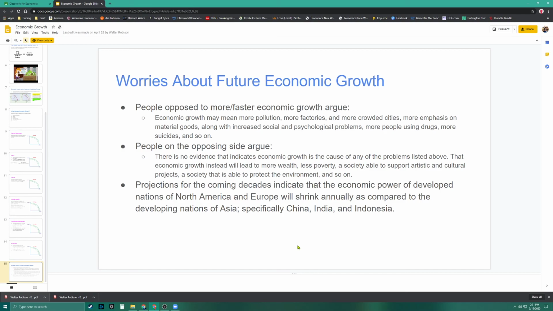Okay, projections for the coming decades indicate that the economic power of developed nations like the United States, in North America and in Europe, will shrink as we move forward into the future when compared to the developing nations of Asia, specifically China, India, and Indonesia, the three countries that have the largest population. Okay, and that's that.